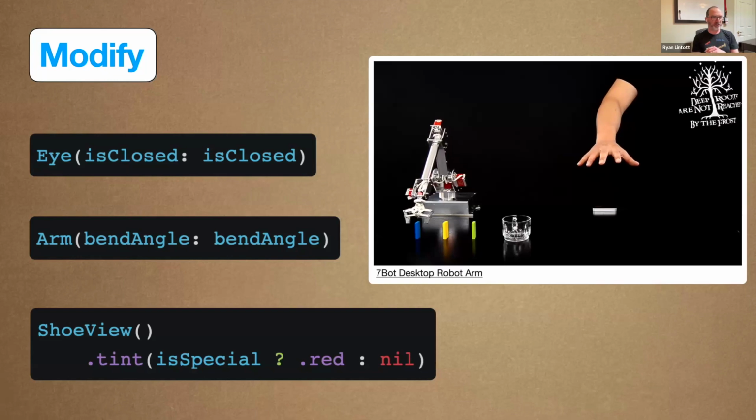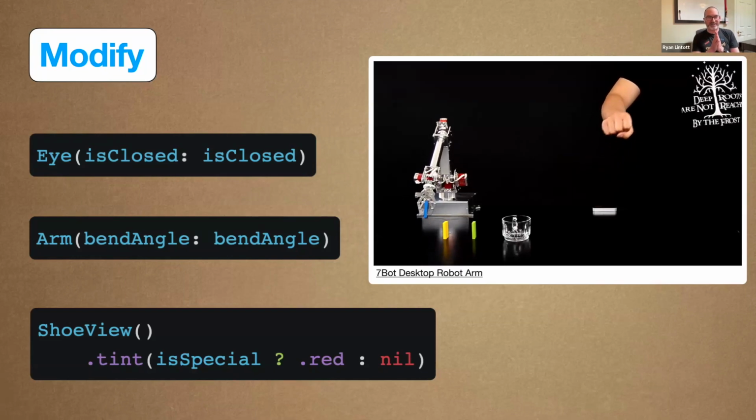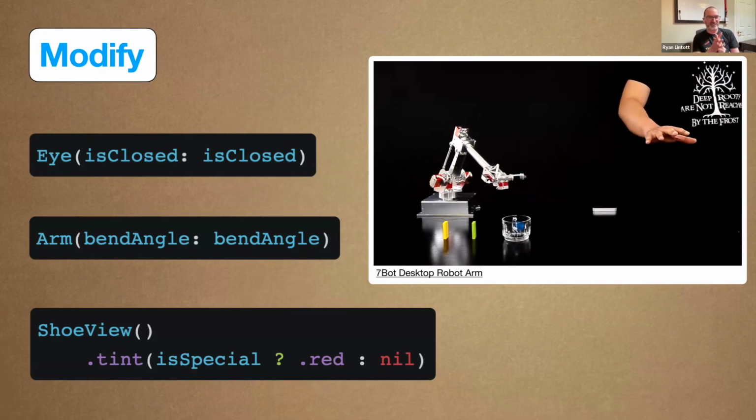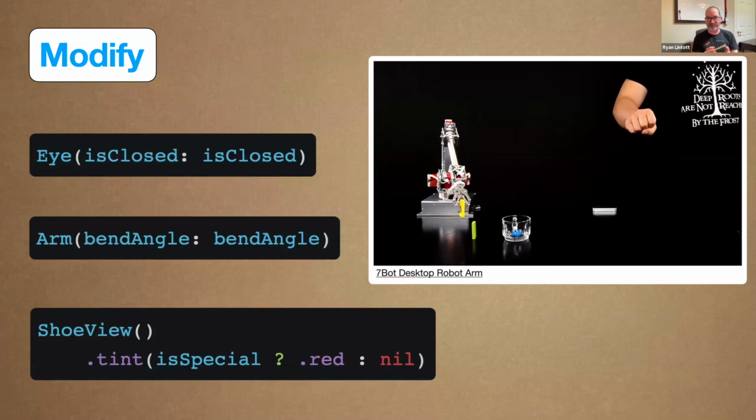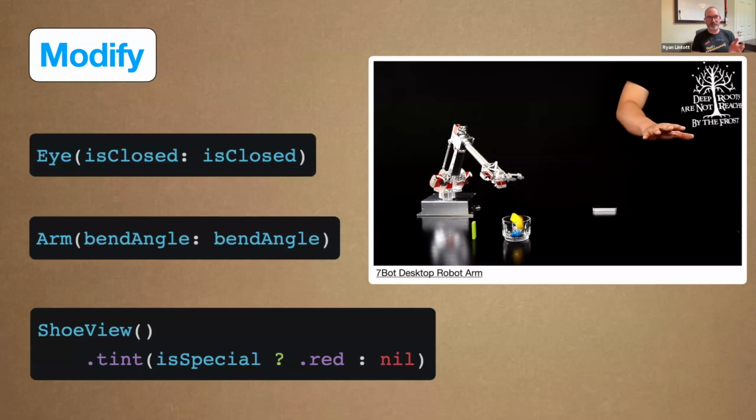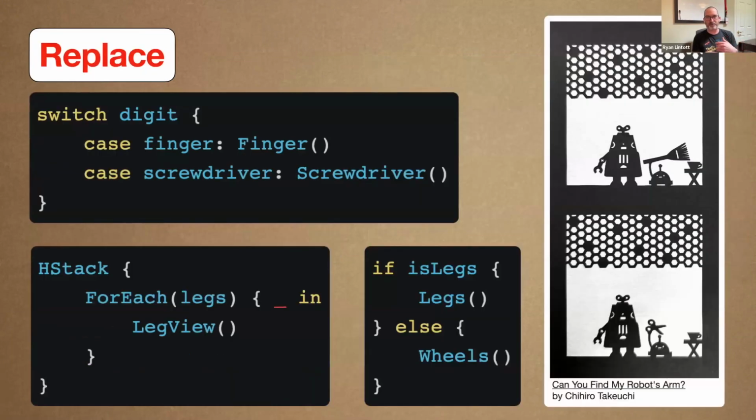One of the things you can do, oh, I've got the audio on there, sorry. You can modify each component. You can have eyes blink, arms bend, shoes change color, anything can happen. But beyond modification, you can also replace components. So you could swap out a finger for a screwdriver or change the number of legs or swap out legs for wheels. And this is when you're replacing one view for another. So you have these two tools at your disposal: modifying existing views, changing properties, and replacing views.